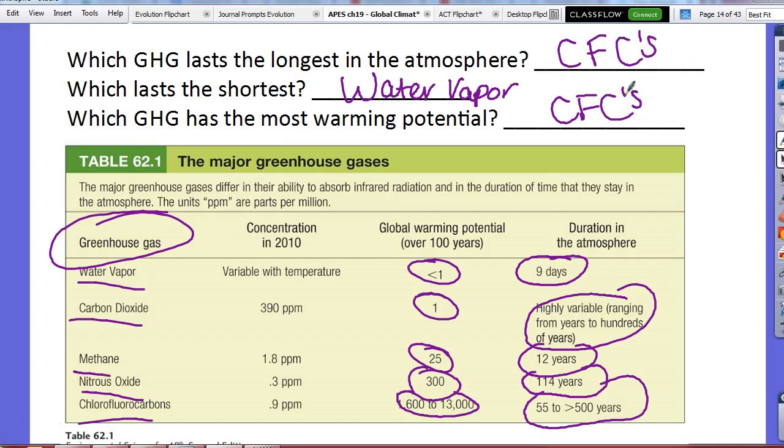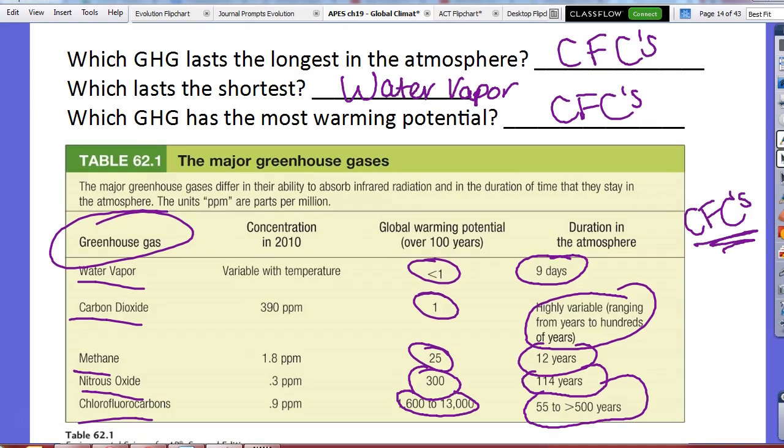CFCs. And the reason is that, if you remember, a CFC can destroy that ozone molecule. It's what we call a catalyst. It destroys the ozone molecule, but it itself does not get destroyed. It gets to be reused over and over and over. And that's why it's such a strong or potent greenhouse gas.